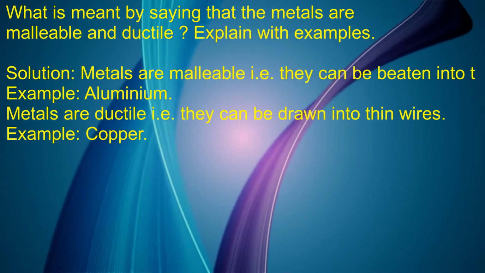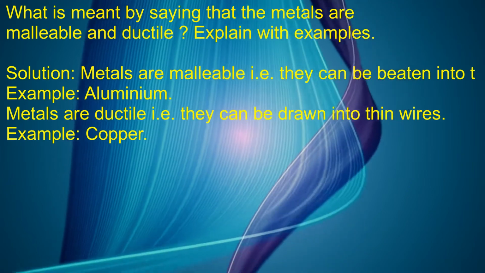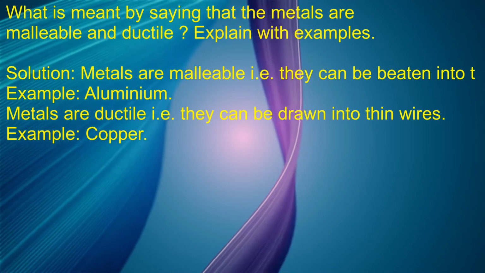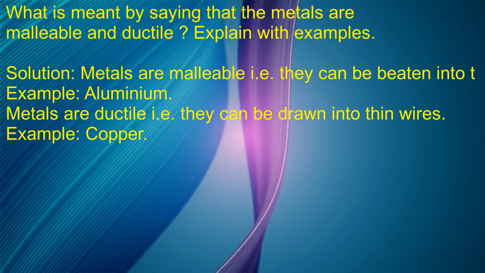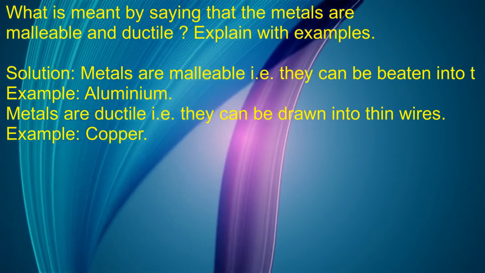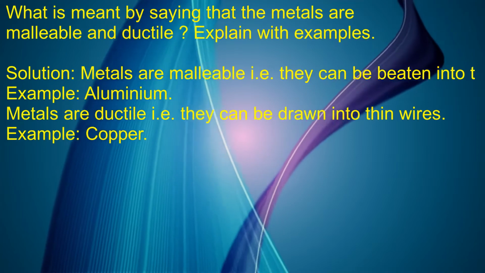Short answer type questions. 36. What is meant by saying that the metals are malleable and ductile? Explain with examples. Answer: Metals are malleable because they can be pressed into thin sheets with a hammer. Example: aluminium. Metals are ductile because they can be stretched into wire without breaking.